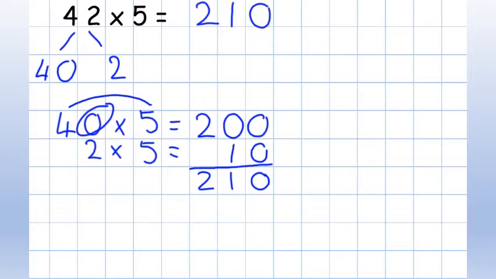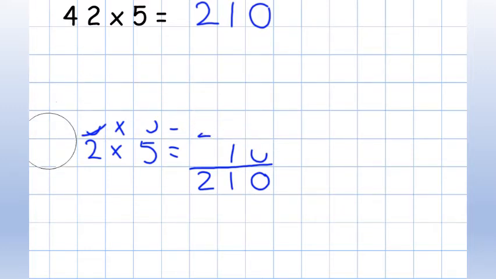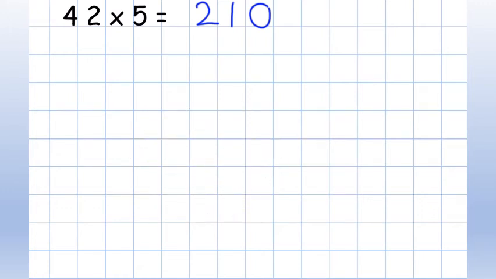How did you do with that? Okay, and then I'm just going to clear the board off and we will do the factorising method. Here we go. So factors of 42 are 6 and 7.